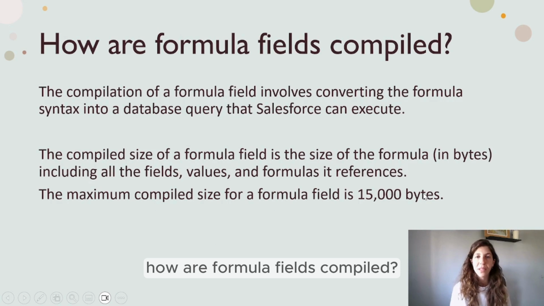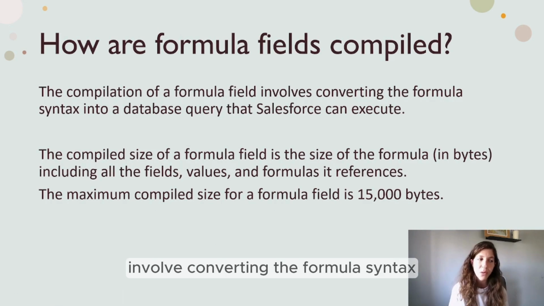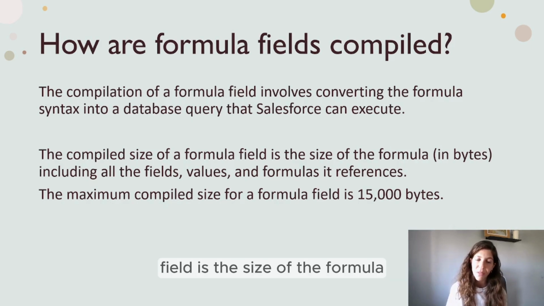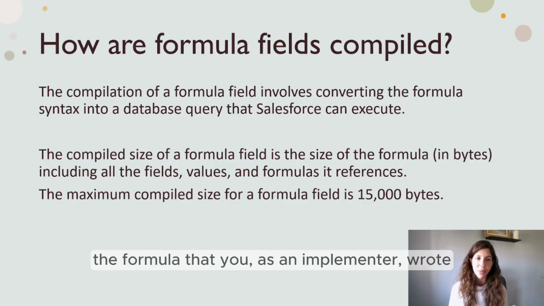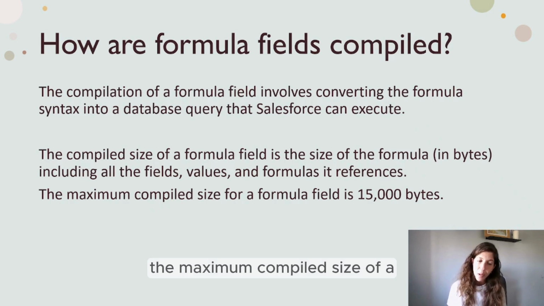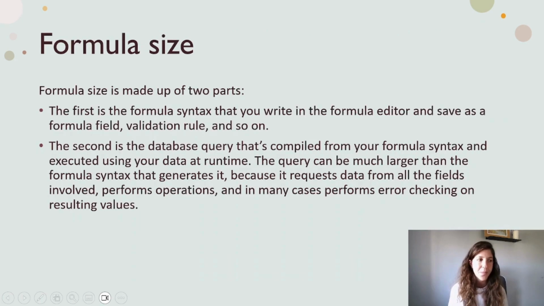How are formula fields compiled? The compilation of a formula field involves converting the formula syntax into a database query that can be executed. The compile size of a formula field is the size of the formula in bytes, the formula that you as an implementer wrote, including all the fields, values, and formulaic references too. The maximum compiled size of a formula field is 15,000 bytes.